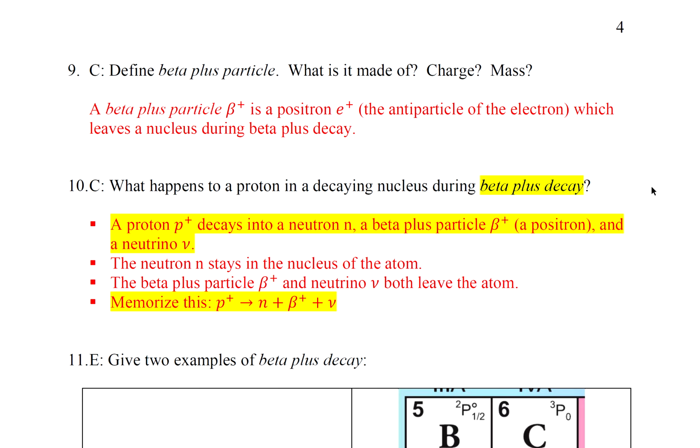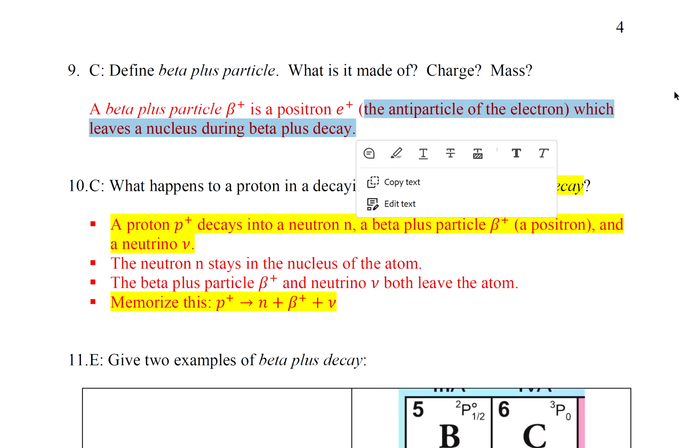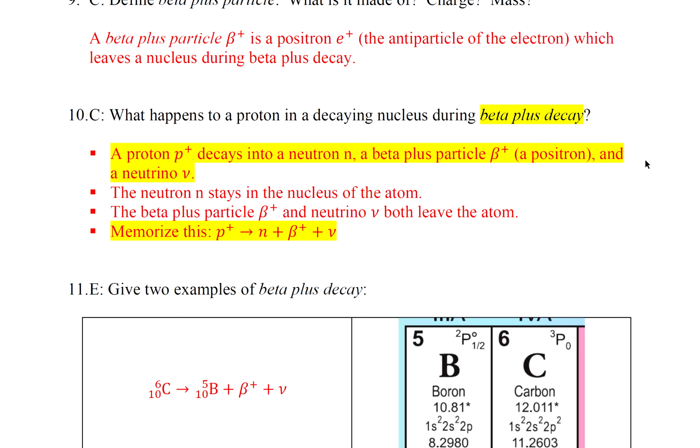Question 9, define beta plus particle. What is it made of? Charge, mass. A beta plus particle is a positron, the antiparticle of the electron, which leaves a nucleus during beta plus decay. Question 10, what happens to a proton in a decaying nucleus during beta plus decay?